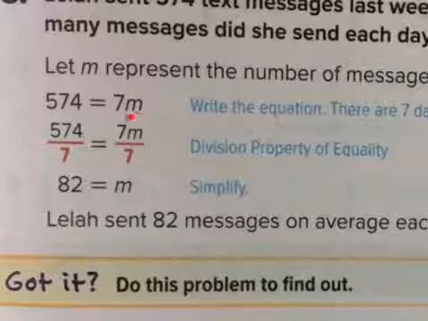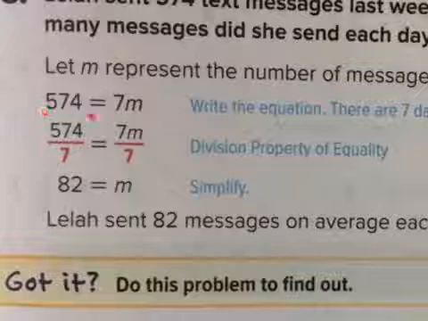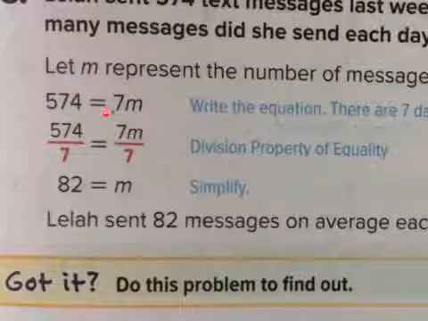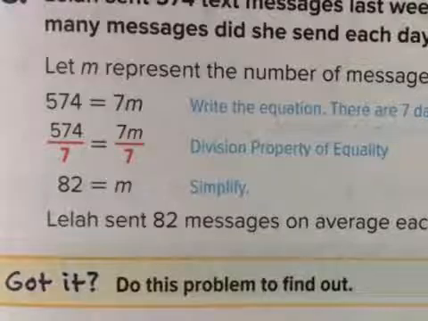It's the same as 7 times a number. We're trying to figure out what m is. A lot of you have figured out already that if you just divide this number by 7, you would get it. But this is how you write it algebraically. And you have 574 divided by 7, so you divide out the coefficient, and you get 82 messages. m is 82.